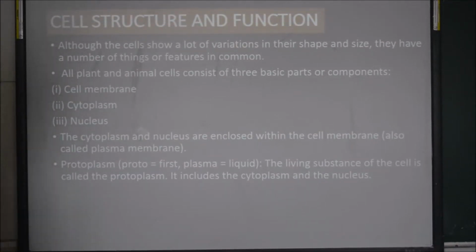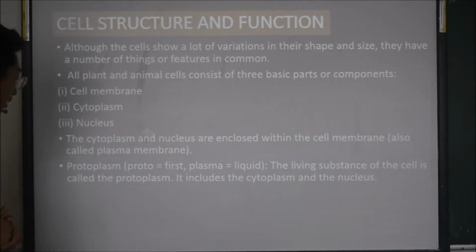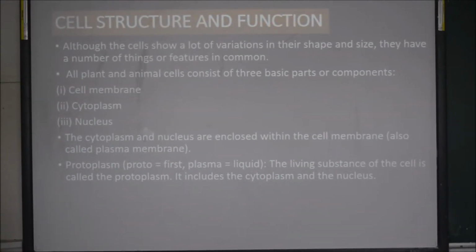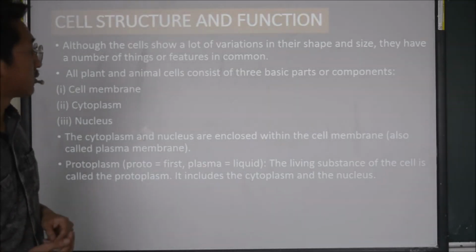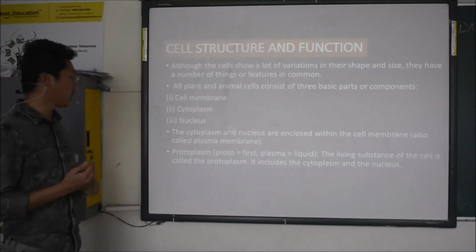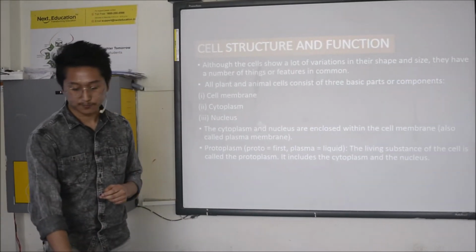Proto means first and plasma means liquid. So the living substance of the cell is called the protoplasm. It includes the cytoplasm and the nucleus. The cytoplasm and the nucleus are living, so these living parts we call the protoplasm.